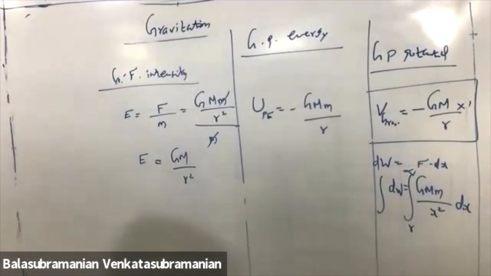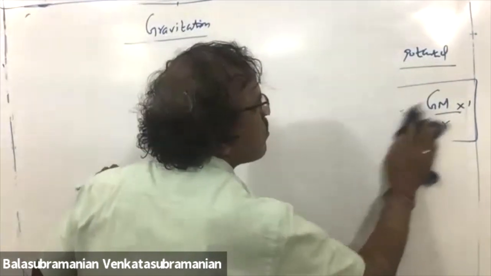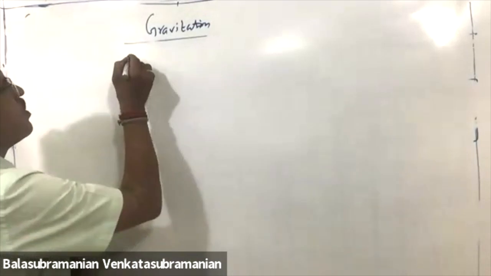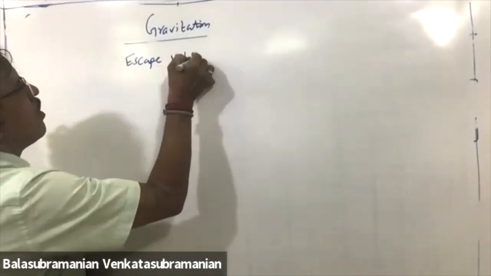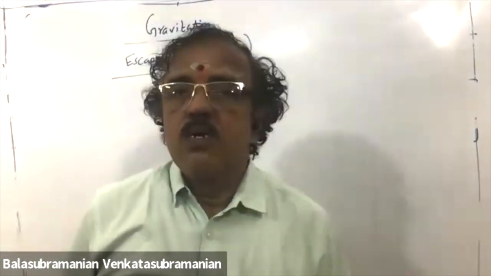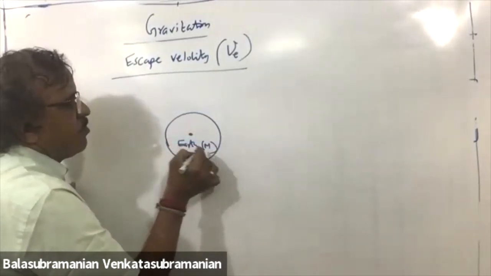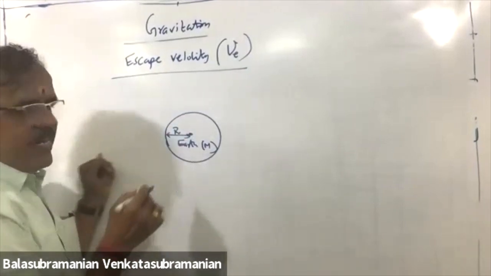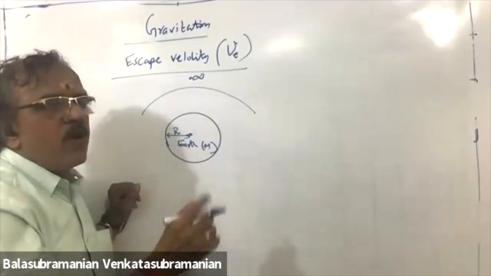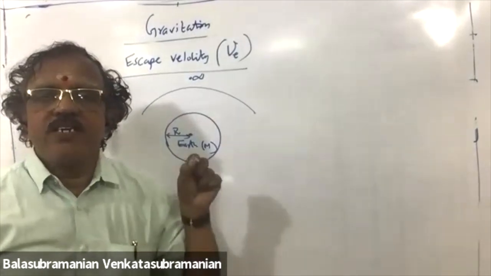Next, escape velocity, VE. Here, capital M mass, radius R. This is infinity. Any point outside the gravitational field, we call it infinity. Infinite distance.